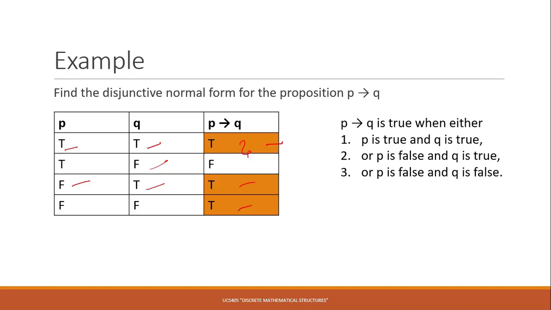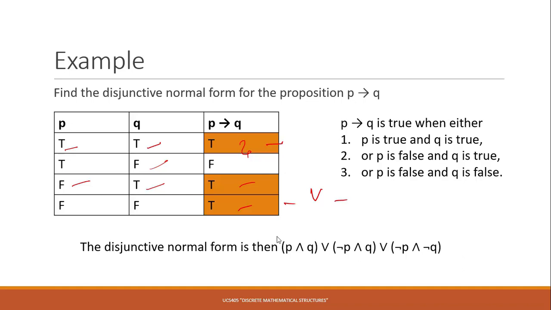At last, we will OR all these three min terms. So we will get the DNF like P and Q, or negation P and Q, or negation P and negation Q. So this is the DNF for the proposition P implies Q.